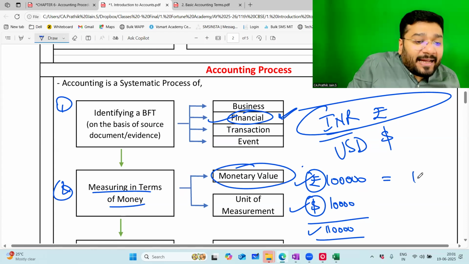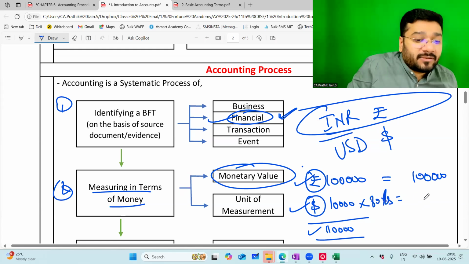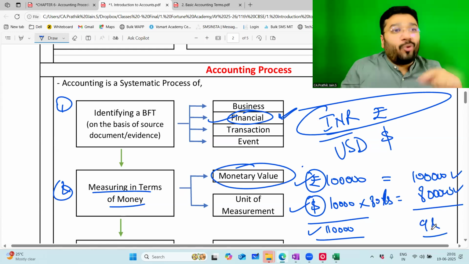So this 1 lakh is already in INR. Now this dollar I need to convert into INR. So I'll multiply with the dollar exchange rate. How much is it? 8 lakh. So 1 lakh is the domestic purchase. 8 lakhs is the international purchase. Both put together, how much? 9 lakh is my total purchase.